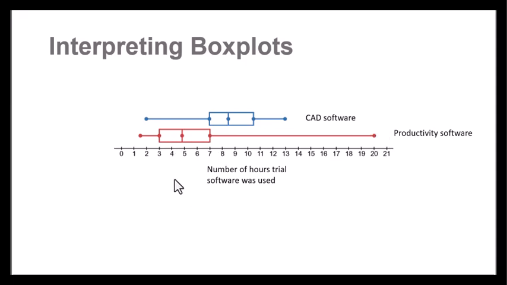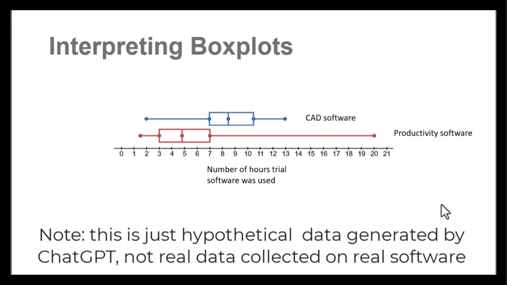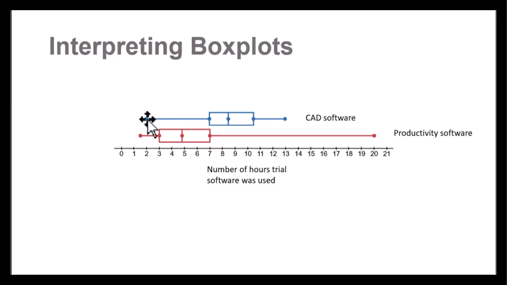And then I have a second box plot above that representing a different software. So the original data set was from a productivity software, and we can see how much people used that trial. And then the new data set is from a specific CAD software. So the min on the CAD software boxplot is at 2, the maximum is at 13.